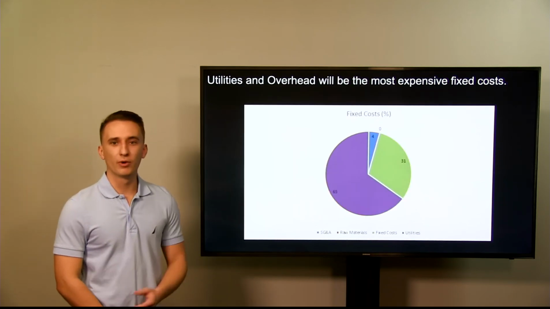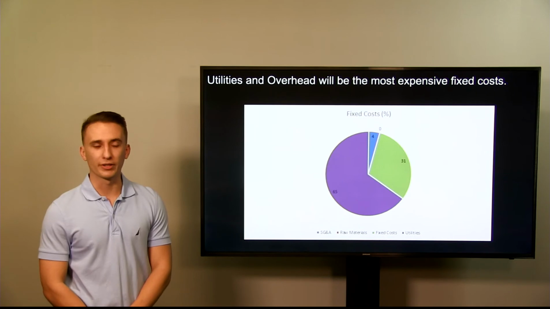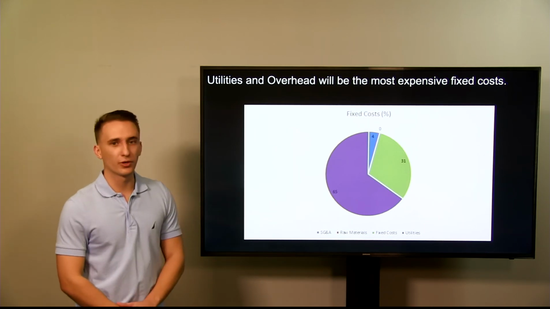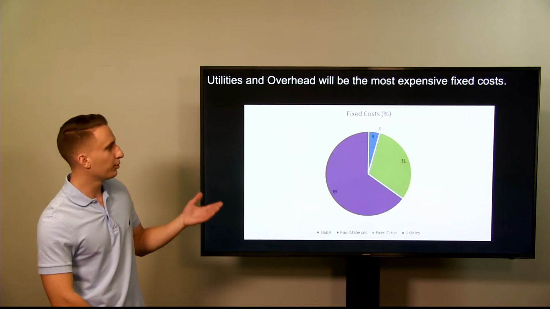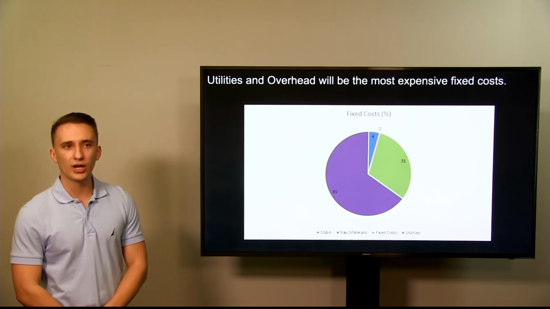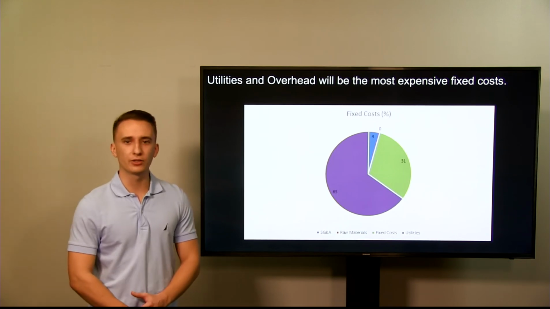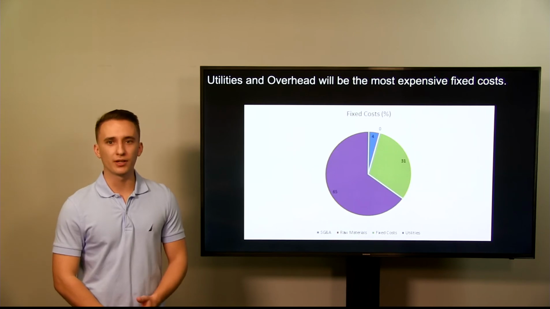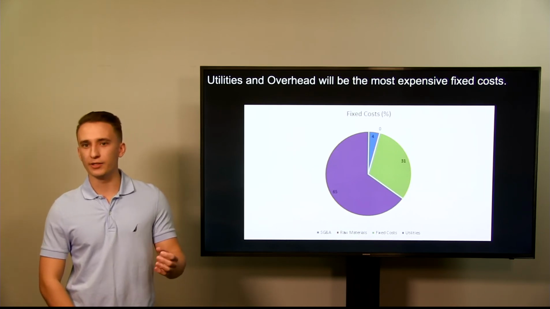Utilities and overhead will be the most expensive fixed costs we will incur while running the plant. As you can see from this pie chart, utilities dominate 65% of the total fixed cost, and employees and administration take up 31%. We made one giant assumption here that the feed we are getting to run our entire retrofit plant is free. We made this assumption because we already own the other plant and these are waste streams coming in.